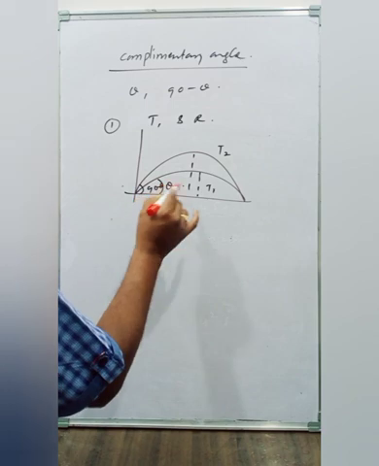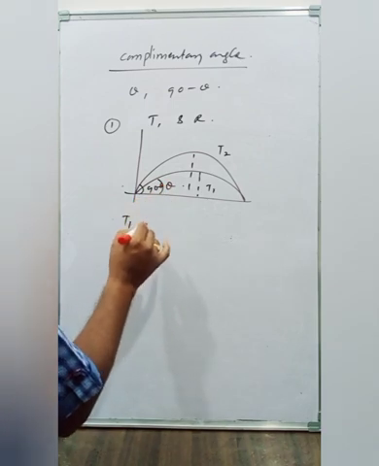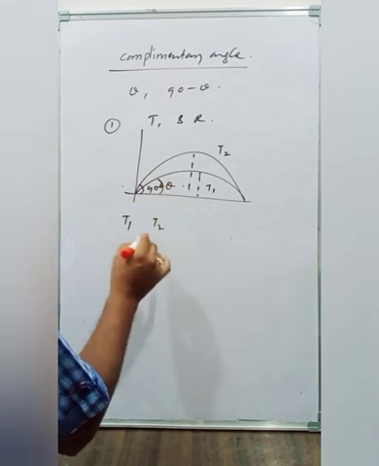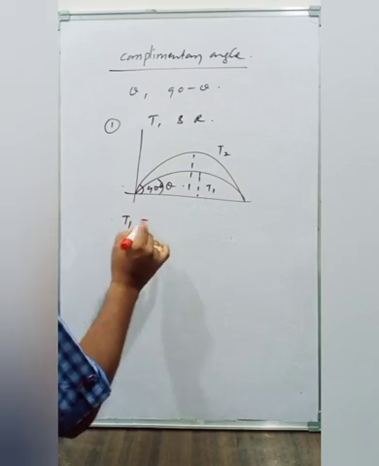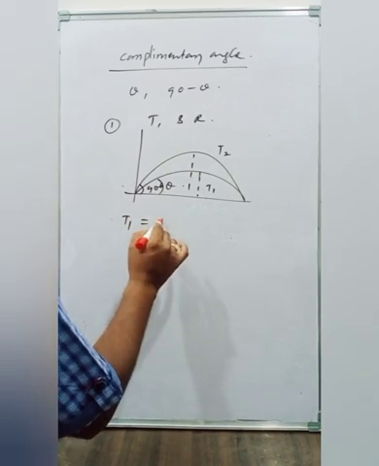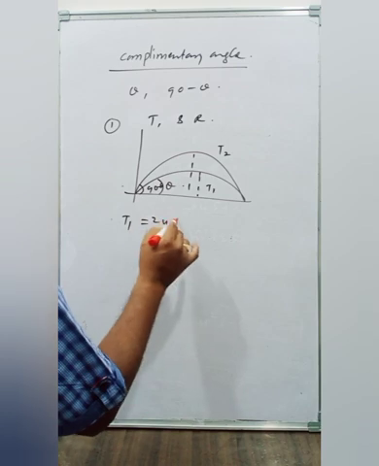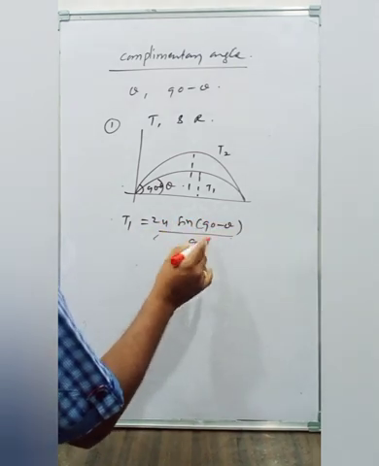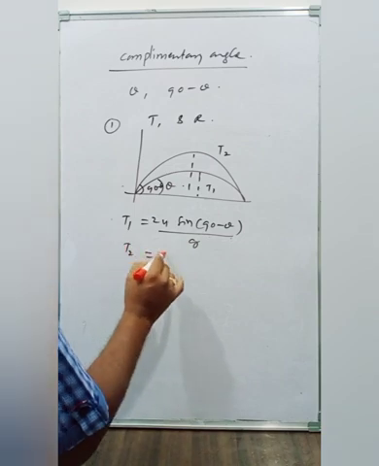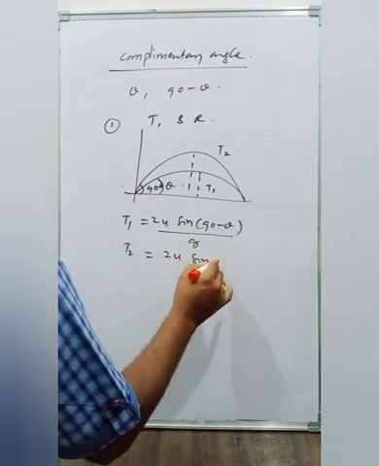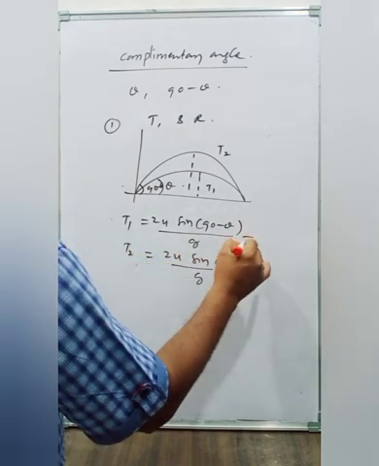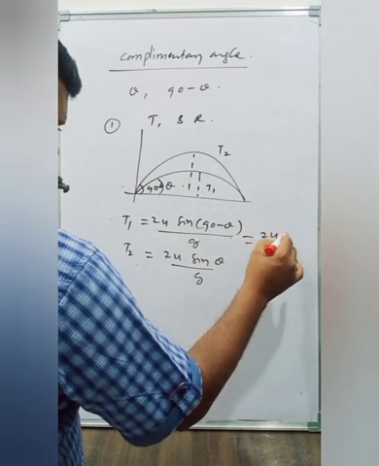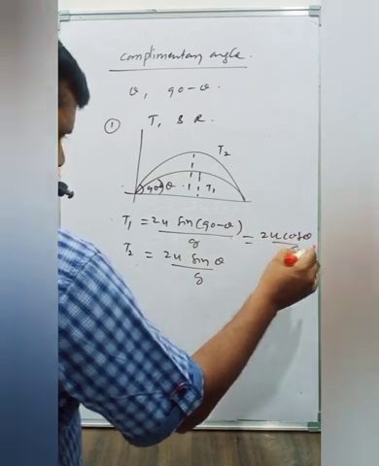Here the complementary angles are 90 minus theta and theta. T1, T2 are the times of flight. So for the first one we can write T1 is equal to U sine of 90 minus theta by G, and T2 is equal to 2U sine theta by G. Here sine 90 minus theta gives cos theta by G.